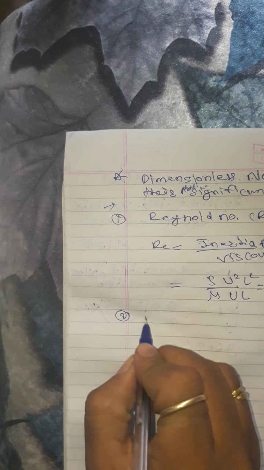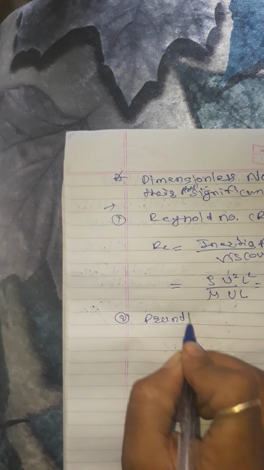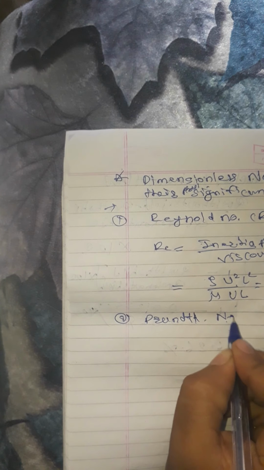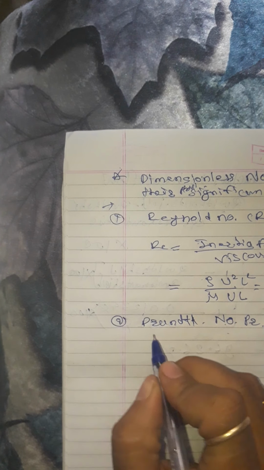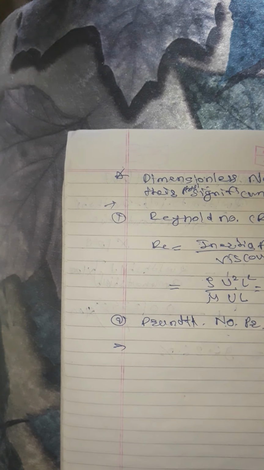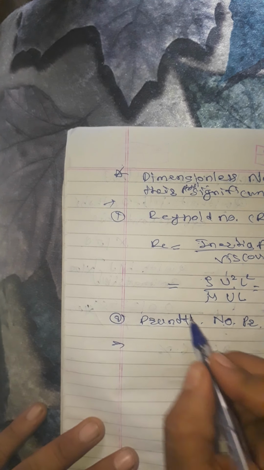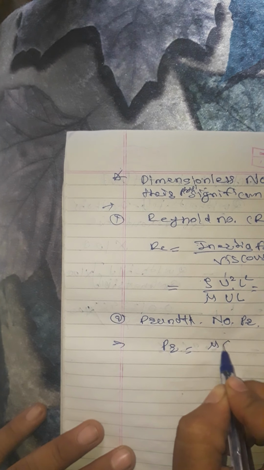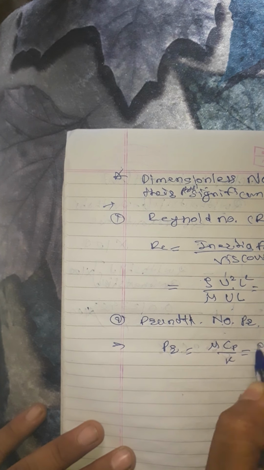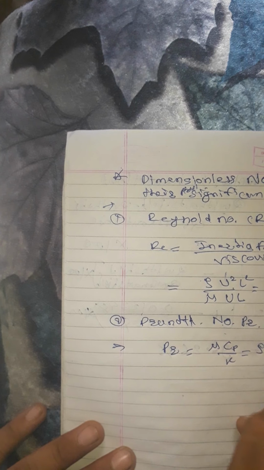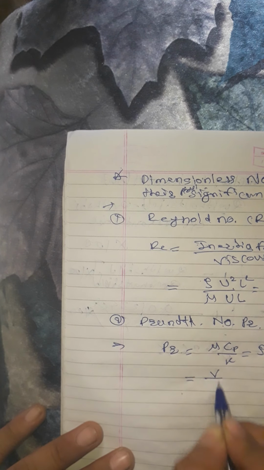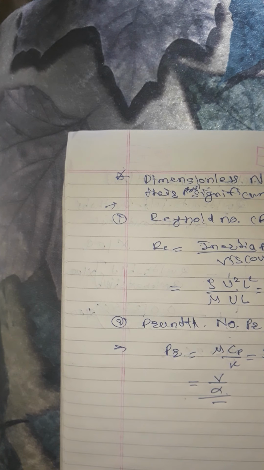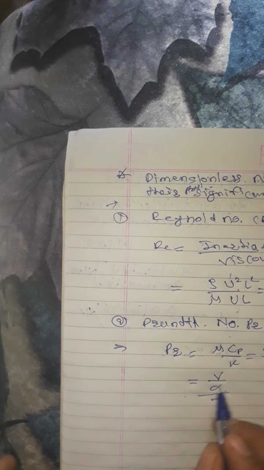Second is Prandtl number, that is Pr. It is the ratio of kinematic viscosity to the thermal diffusivity. That is mu Cp divided by k, which is equal to rho nu Cp divided by k, which is equal to nu by alpha. It is the ratio of kinematic viscosity to the thermal diffusivity.